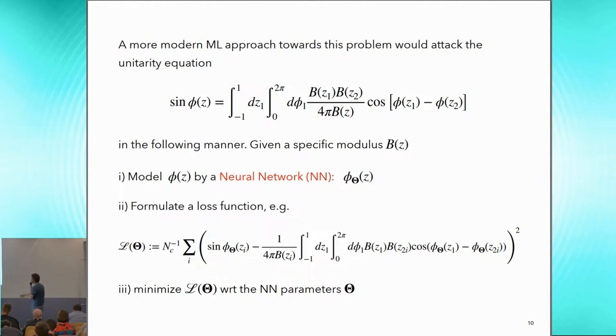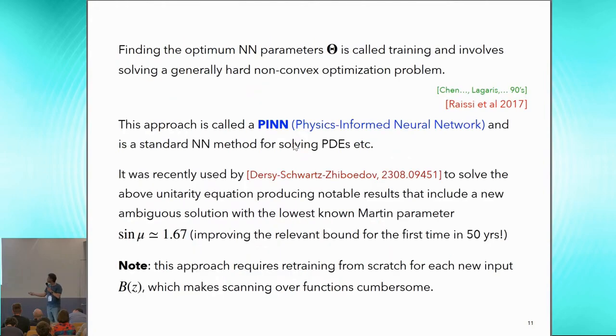We formulate a loss function, which is basically how well we satisfy this equation. And then we try to optimize the parameters of the neural network in order to make this loss as low as possible. So we turn this problem into an optimization problem. Finding the optimum neural network parameters is called training and involves solving a generally hard non-convex optimization problem. This is precisely the type of problem that recent ML progress has been able to solve.